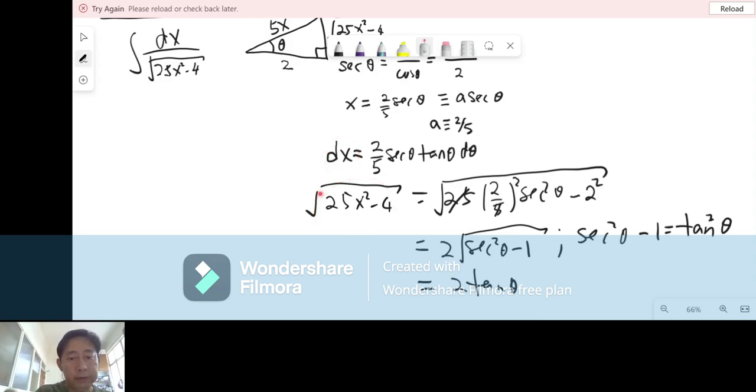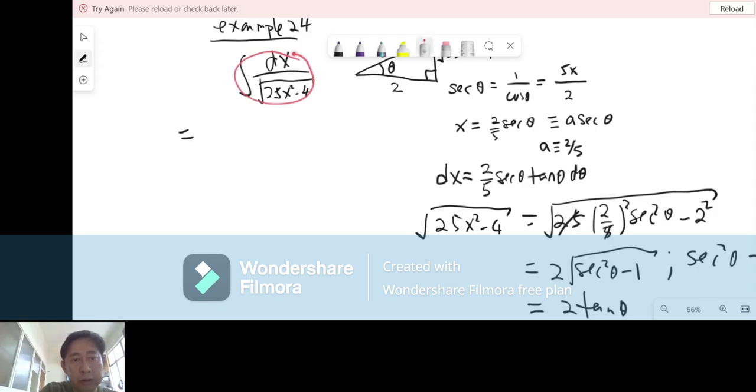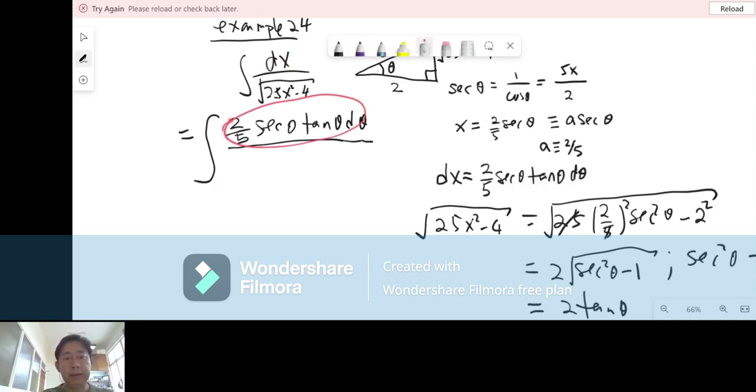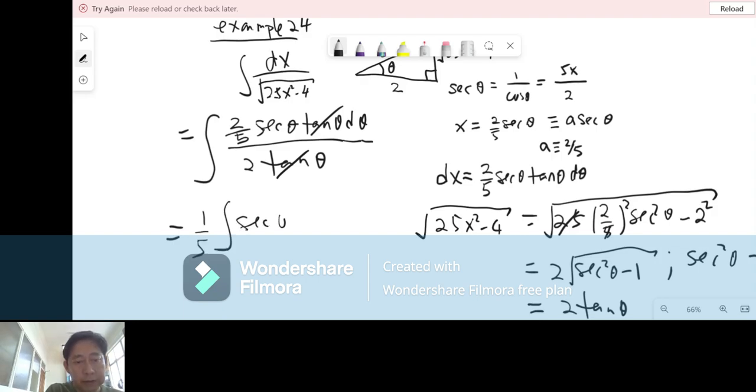We then proceed to write down the integration in x as an integration in terms of theta. The dx term is simply 2 over 5 secant theta tangent theta. The denominator is simply 2 tangent theta. We cancel off the tangent theta to arrive at 1/5 integration of secant theta d theta. Integration of secant theta has been discussed previously. It is given by log of the absolute value of secant theta plus tangent theta, and we have a constant term here.